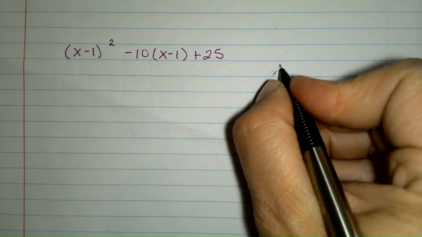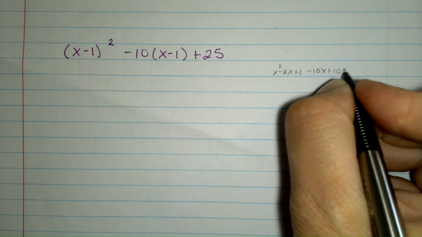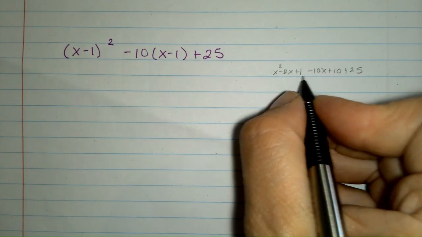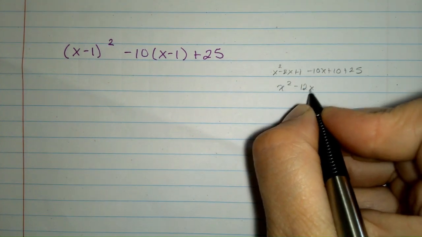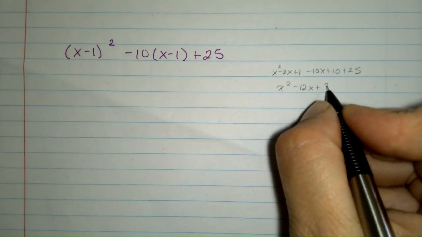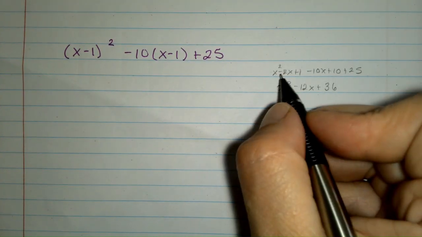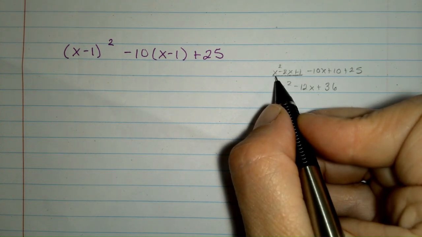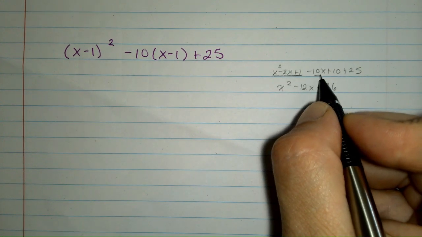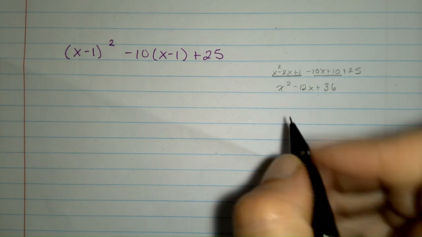x minus 1 squared minus 10 times x minus 1 plus 25. I FOILed and I distributed, so we have x squared minus 12x plus 36. Whew. So I made sure to be very careful with x minus 1 squared. This is where I distributed that negative 10, and then that's just the 25. And then I combine like terms.